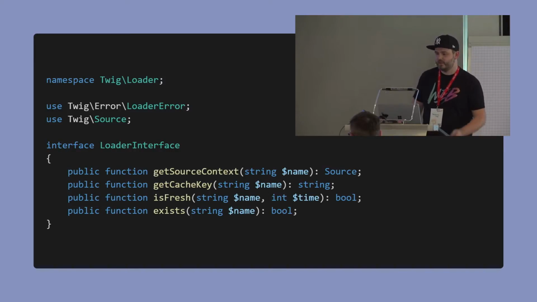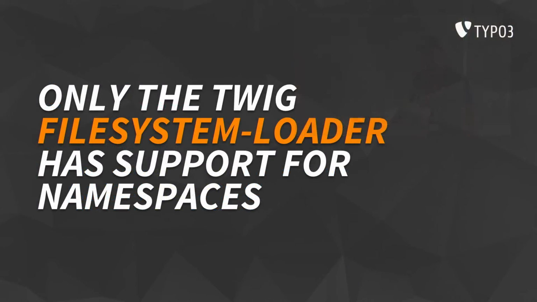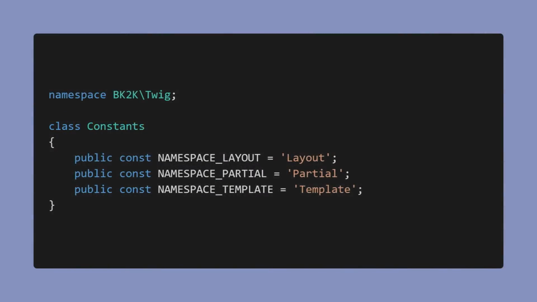And again, only the Twig file system loader has support for namespaces. That means if you are used to using Twig and decide, okay, I'll just use an array loader or whatever they are still implementing, it will just not work. You have no namespace support, it's only in the file system loader. But no problem. We are doing similar stuff, so that should be fine. And we will now define our namespaces for that.